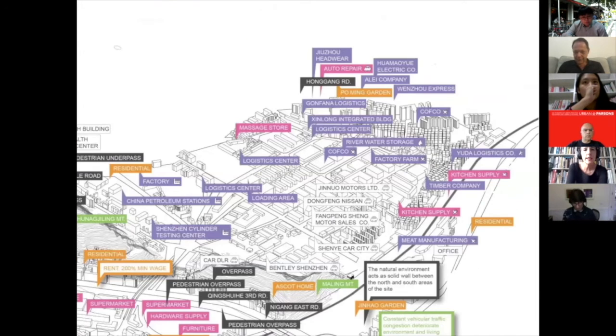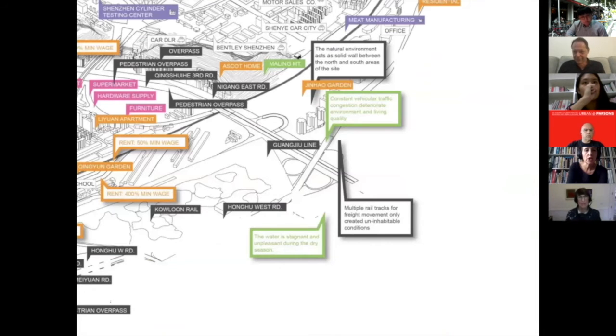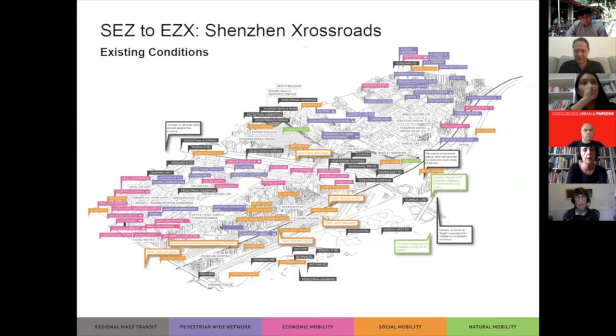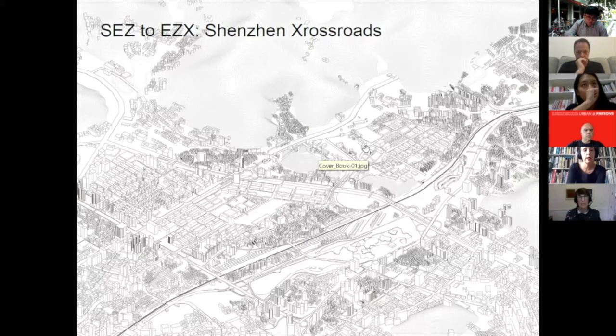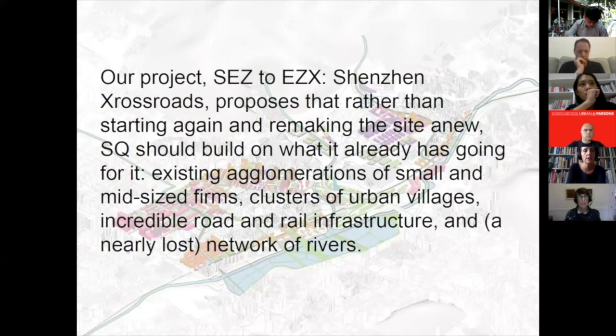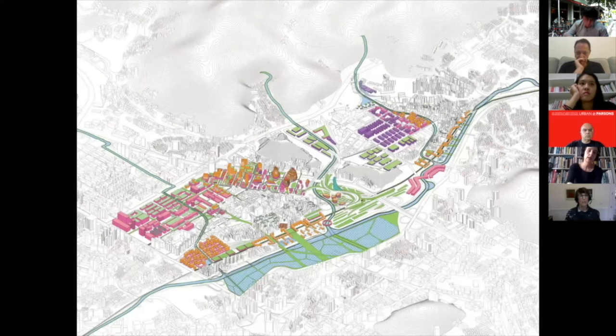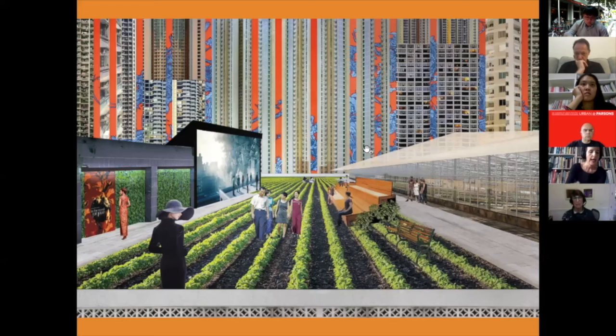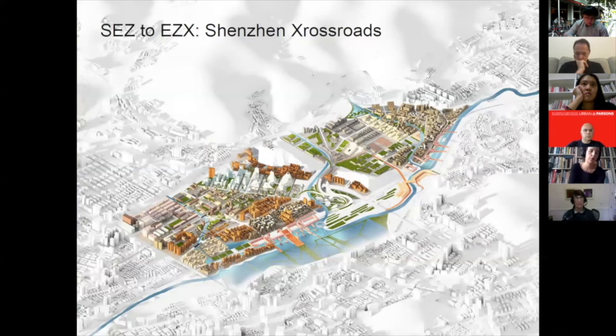The project in the end was called SEZ to EZX Shenzhen Crossroads, and it was really about building on what was already there, using these existing agglomerations of small and mid-sized firms, clusters of urban villages, and so on, as the basis for a next generation economic zone that facilitates the growth of migrant businesses. This vision was not shaped by some outside approach, but by the accumulation of clues we found from afar. I like to call this a kind of forensic urbanism.